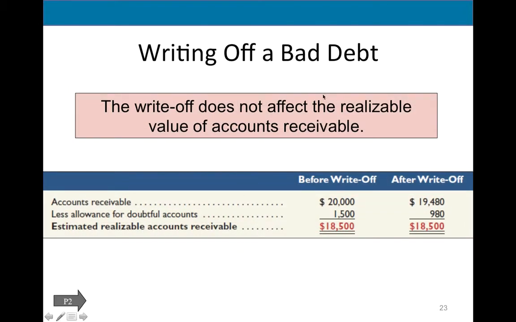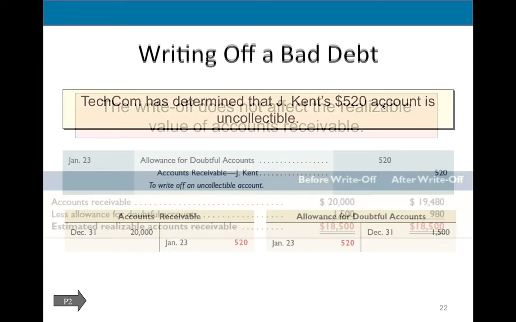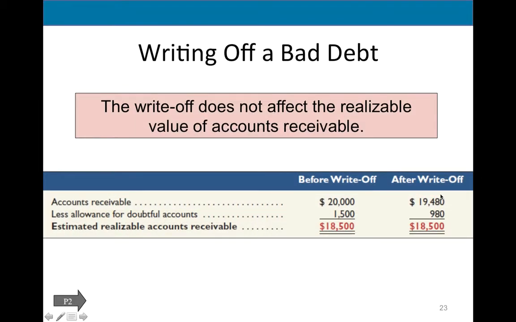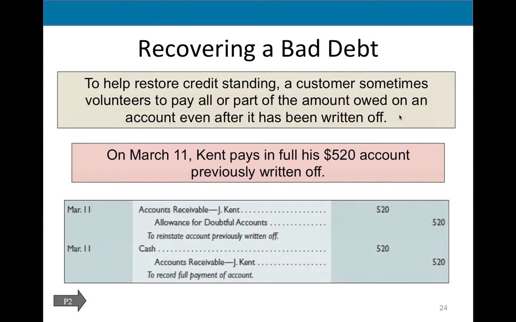So the write-off does not affect the realizable value of accounts receivable. This is very interesting mathematically. Guys, 20,000 minus 1,500 would be the same as when you subtract 520 from both. When I decrease both accounts, the difference between them does not change. I wrote off 520, so AR went down and ADA went down, but the difference between them is the same. So my writing off of bad debt does not have any impact on the net AR, on net realizable value. Make sure you understand that.